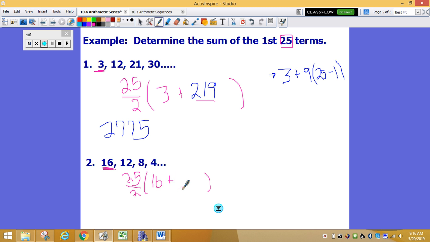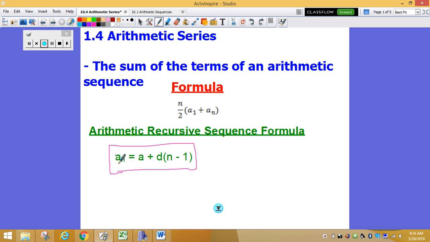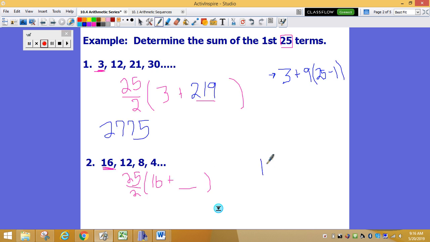And then again, I need the 25th term, which I do not know. So I'm going to use the formula right here to find the 25th term. So A is your first term. That's going to be 16. Plus D is what I'm changing by. This time, I'm going down to get from 16 to 12, 12 to 8, 8 to 4. I'm going down by 4. So my D is going to be a negative 4. I want the 25th term, so that's going in for N, and it's always minus 1.